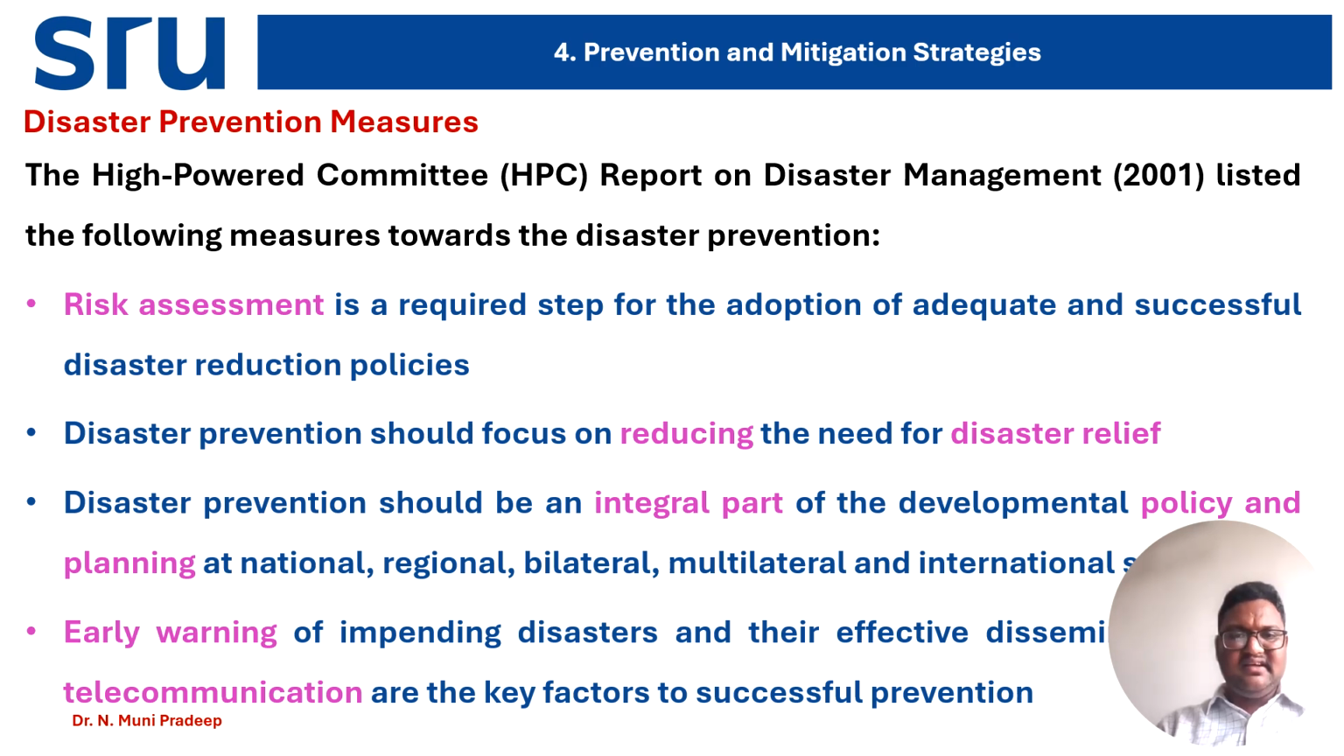This doesn't mean that relief is unimportant. When disasters do occur, relief is an absolutely essential thing. But the goal of a mature disaster management system should be to progressively reduce its dependence on relief by investing more effectively in prevention and mitigation measures. For explaining this context, I'll give you one example, that is Japan. Japan is often cited as the world's leading example of a country that has made this shift.